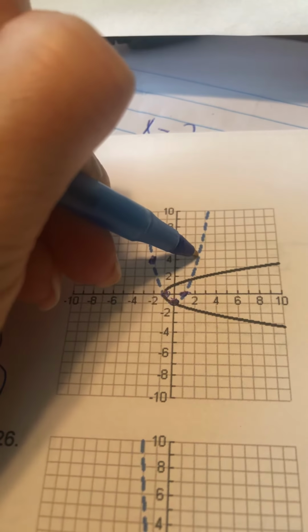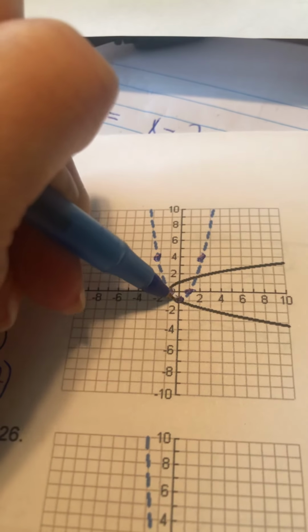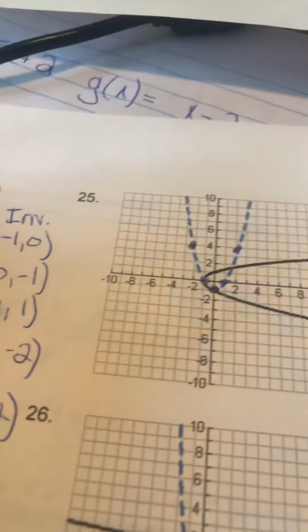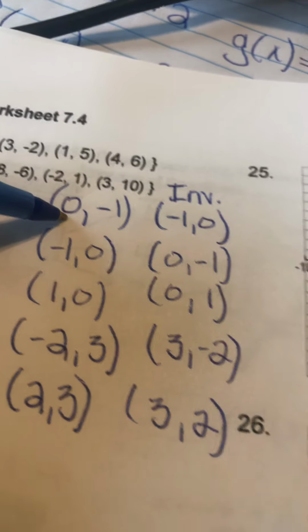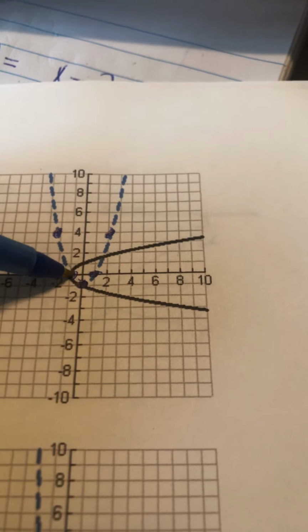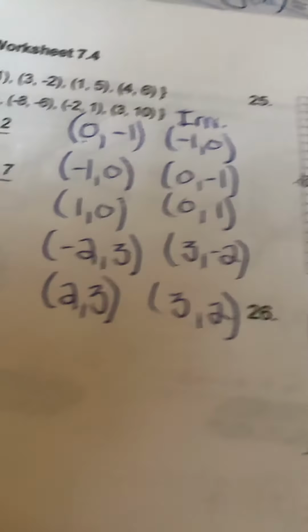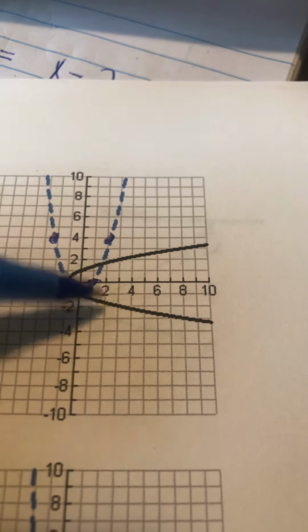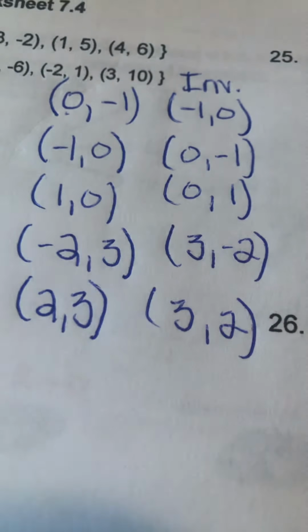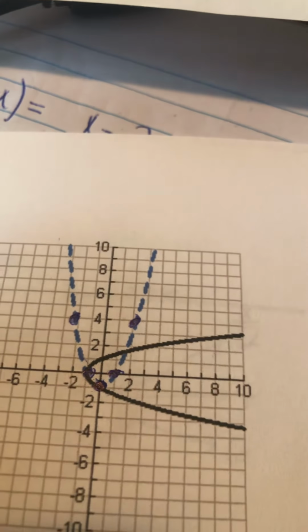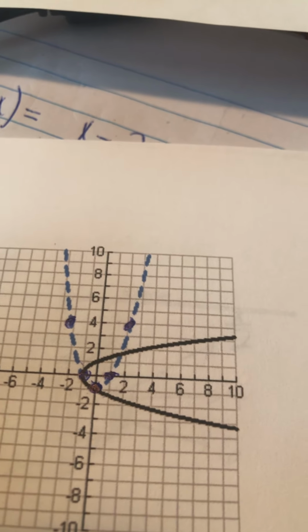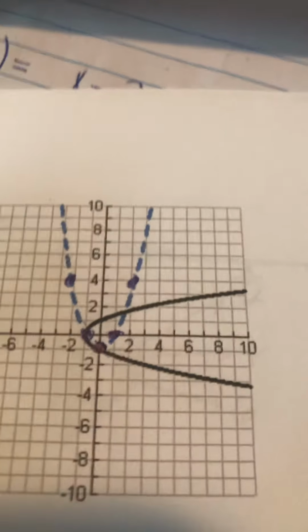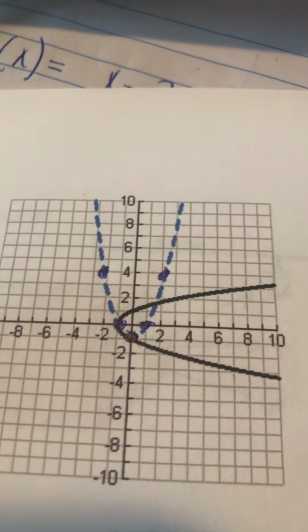Okay, so here are the points I marked off: (0, -1), (-1, 0), (1, 0), and then (-2, 3) and (2, 3), and that should be sufficient. You can pick any points, as long as you try to find ones that are not halfway in between 2 points, because that'll make it a little more difficult. Sometimes you may have to do that.